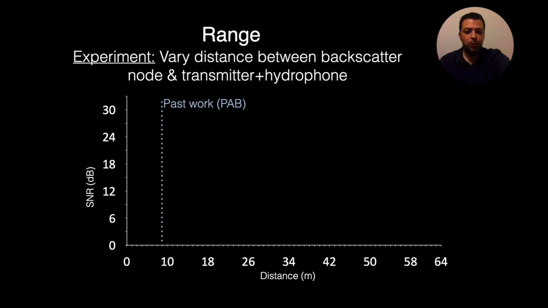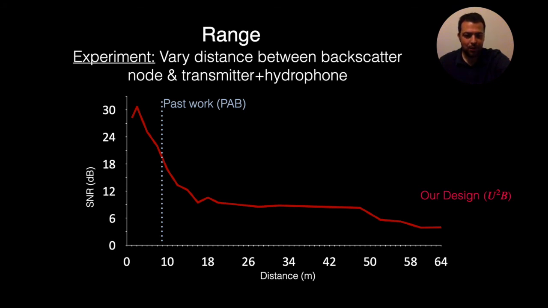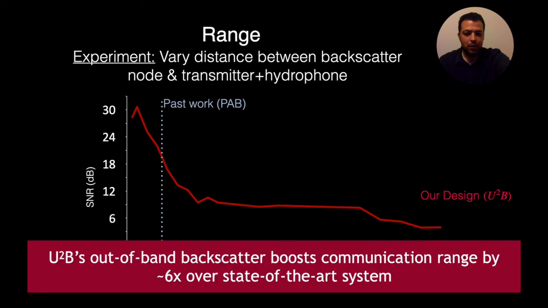Now with U²B, this is the SNR that we will get over distances. And now you can see that with this new design and by performing out-of-band backscatter, we were able to significantly boost the communication range to about 64 meters. The conclusion here is that with U²B and out-of-band backscatter, we were able to boost communication range by about 6 times over the state-of-the-art system.